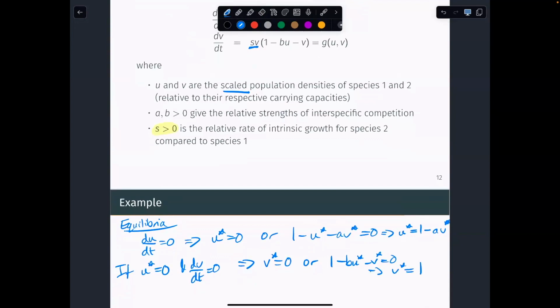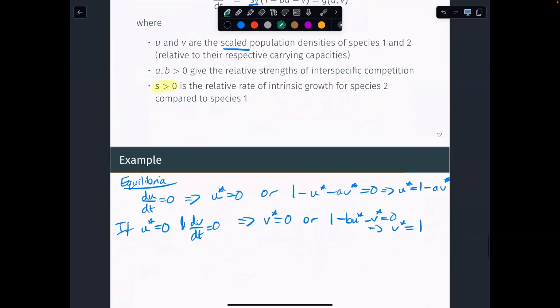So that means that we've got two equilibria already. One with u star equal to 0 and v star equal to 0. The other with u star equal to 0 and v star equal to 1. And that's case 1, if you like, this first case here. Now I look at this second case here. What if u star is equal to 1 minus ab star? And again, I substitute that into the second equation.